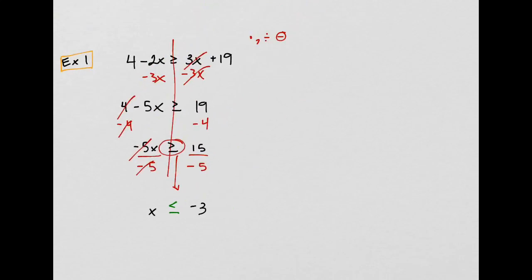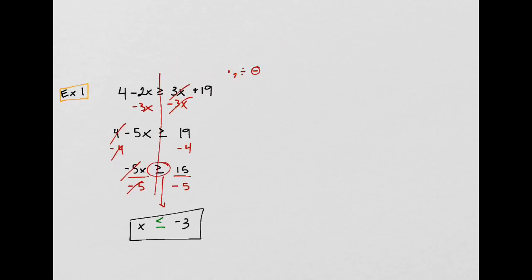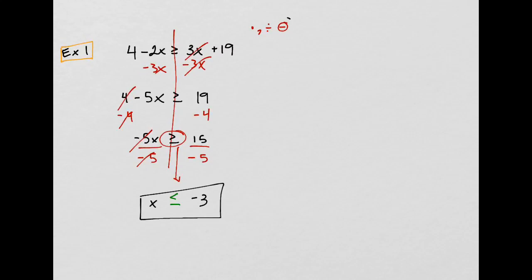Negative 3. And if I plugged it in, it would work. You could check it. But that's the answer. Anything that's smaller than negative 3, like negative 4, negative 5, anything that's more negative would work. So that's the first example. Just when you multiply or divide by a negative, you have to switch the sign. That's something super important. That's pretty much the only difference between these and regular equations.